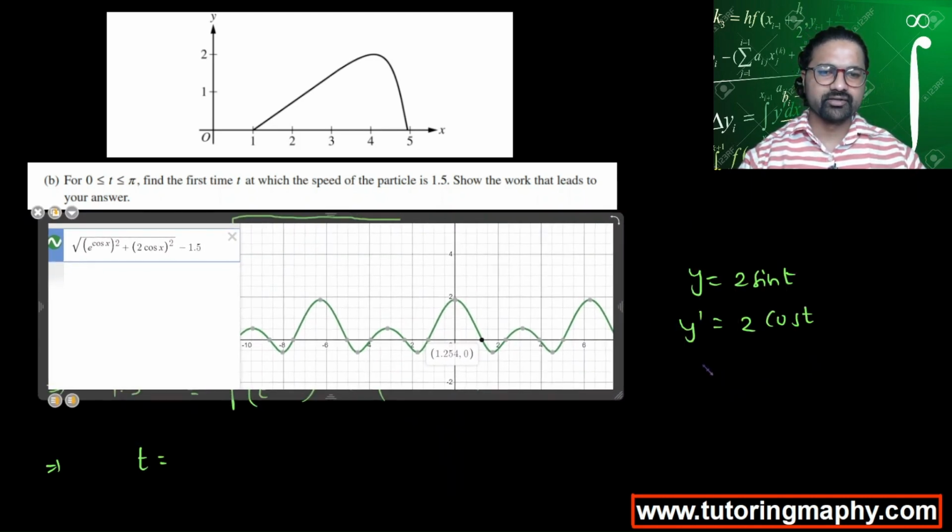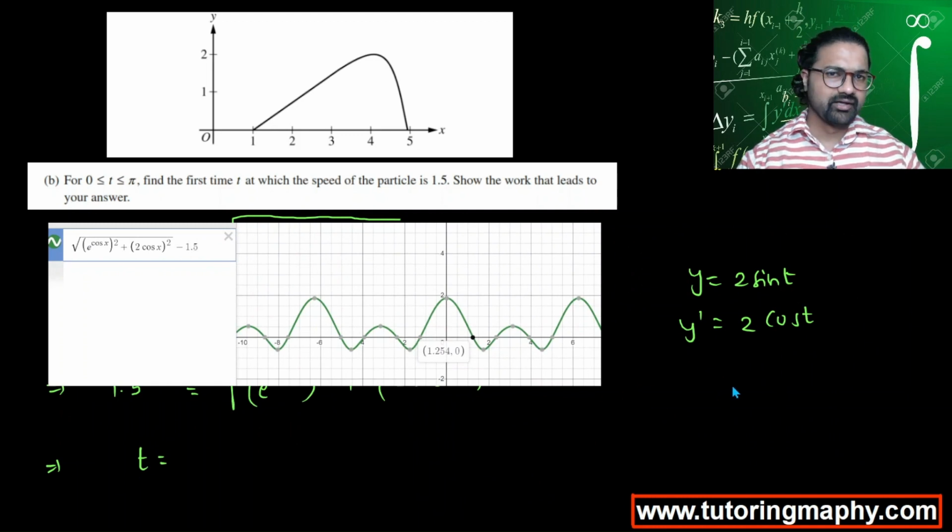If you're using the TI calculators, then obviously there will be a different way in which you get the answer, but it doesn't matter, you're going to get the same answer.